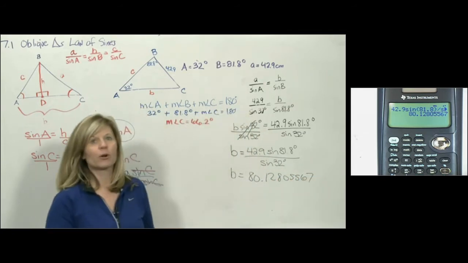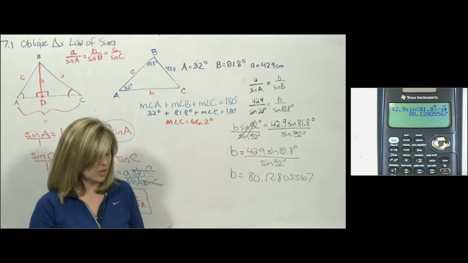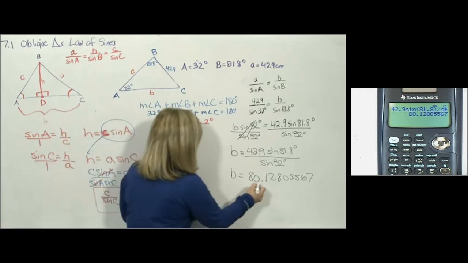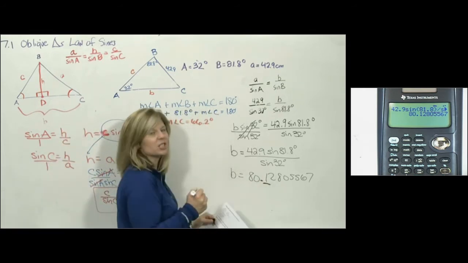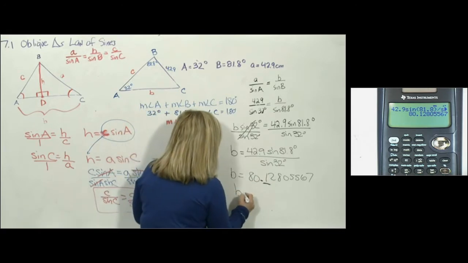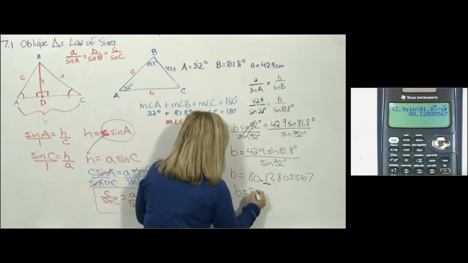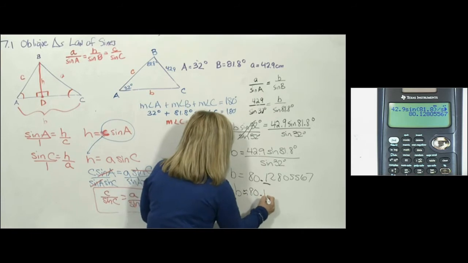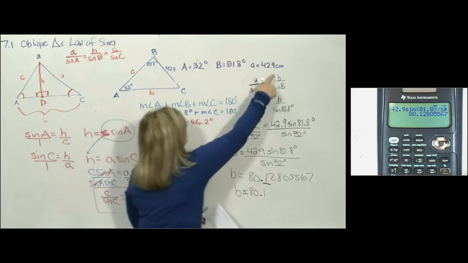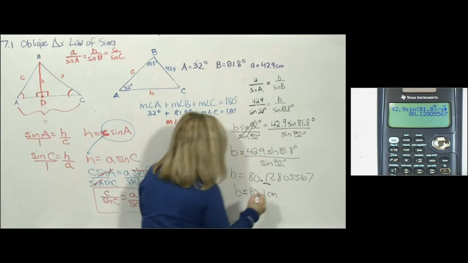And then on your homework, especially read directions. This said to round to the nearest tenths. The 1 is in the tenth spot. There's a 2 behind it. So this would be B is approximately 80 and 1/10. And our units was centimeters.